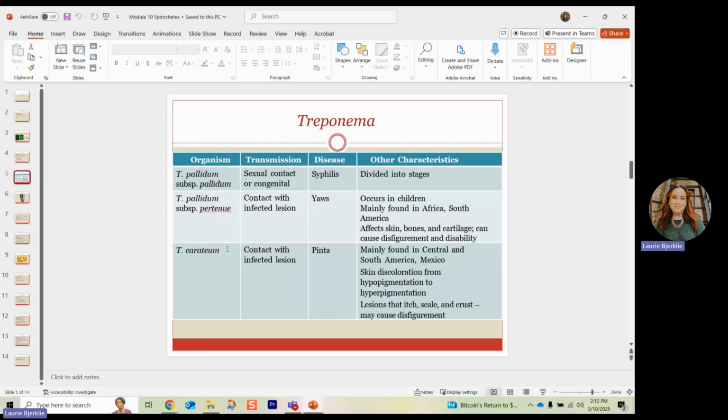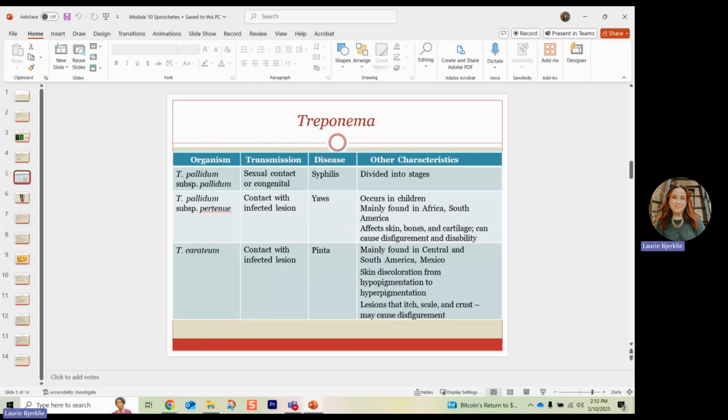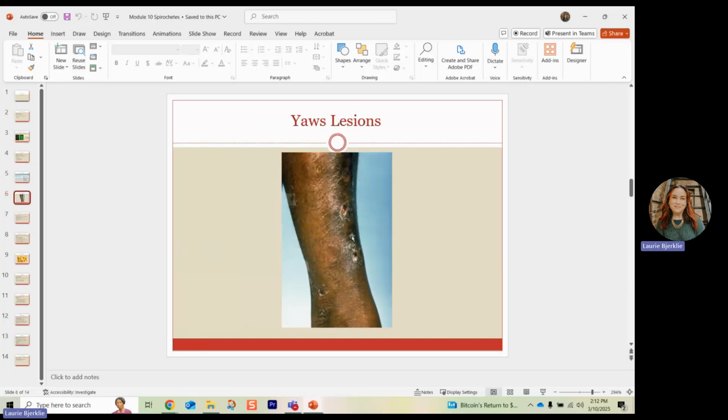And then Treponema carateum is also contact with an infectious lesion, but this causes the disease Pinta. This is found in Central and South America and Mexico. There is skin discoloration from hypopigmentation to hyperpigmentation, and then lots of lesions that can lead to disfigurement. So here's kind of what the Yaws lesions might look like. They get quite deep, and then that's where they can go in further into the bones and cartilage as well. So they're not just surface level. Those lesions can become quite deep.